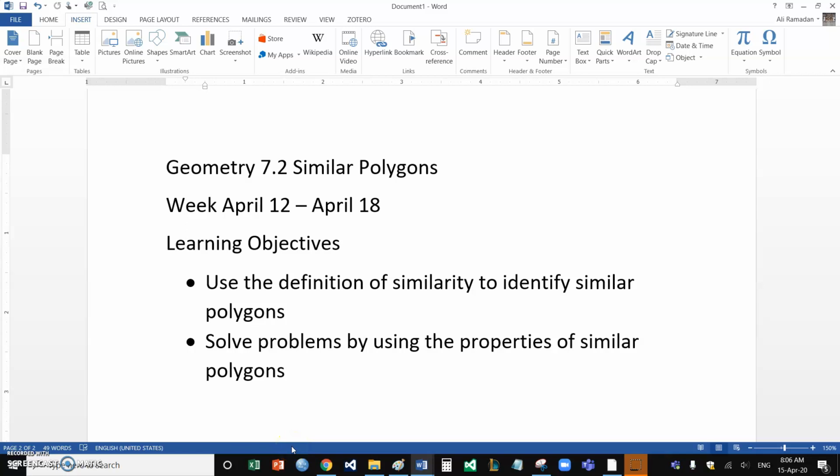Hi everybody, welcome back to the last part of 7.2, similar polygons, geometry. Now our learning objectives: use the definition of similarity to identify similar polygons and solve problems by using the properties of similar polygons.